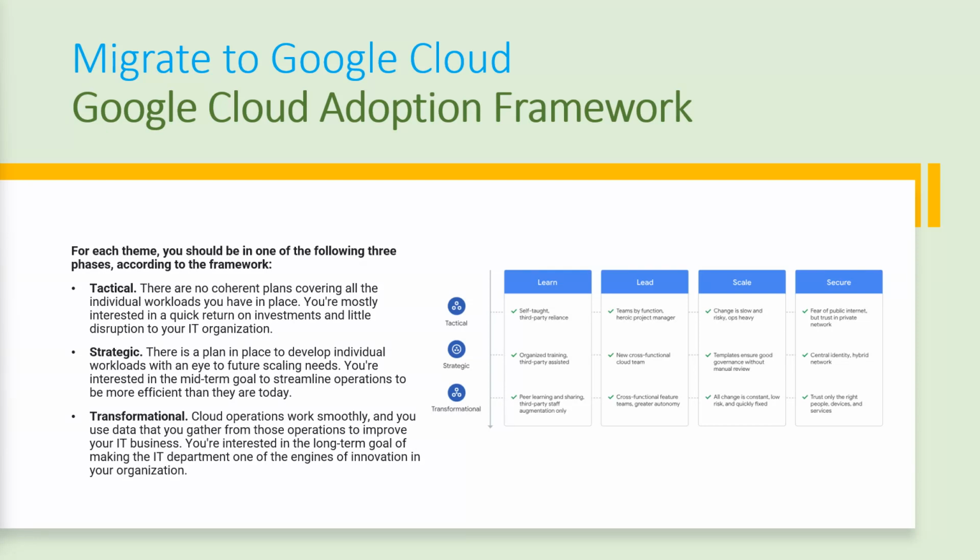So this is one. If you do a strategic, this is a plan in place to develop individual workloads with an eye to future scaling needs. You are interested in the midterm goal to streamline operations to be more efficient than they are today. And the last one, transformational, is cloud operations work smoothly and you use data that you gather from those operations to improve your IT business. You are interested in the long-term goal of making the IT department one of the engines of innovation in your organization. So these are different depending upon your organizational need. You can choose one of those three.